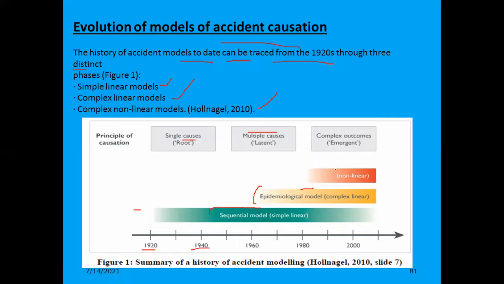So see the non-linear things, there is a complex outcome which is emergent. It emerged in the 2000s. So, a summary of the history of accident modeling: you have a simple linear model, complex linear model, and complex non-linear model. Understood?